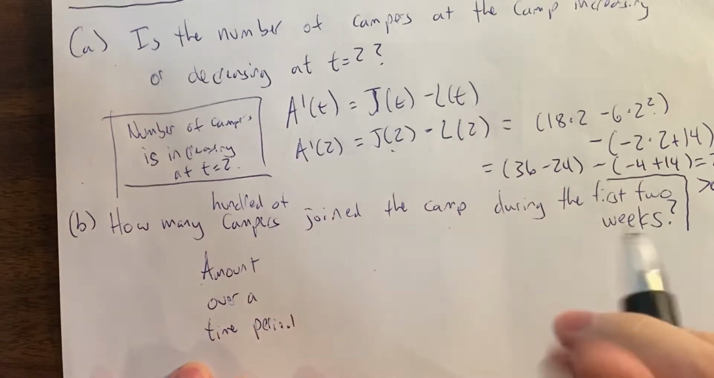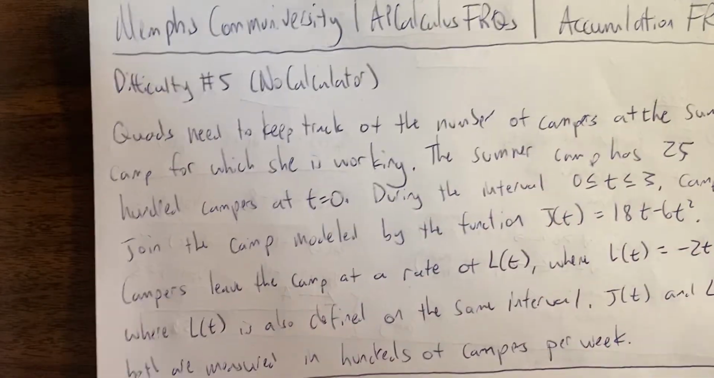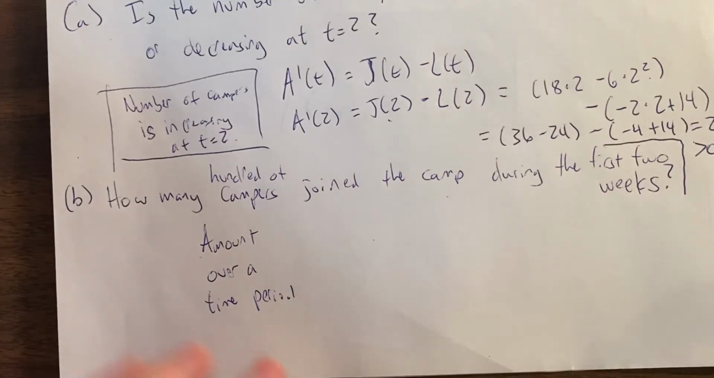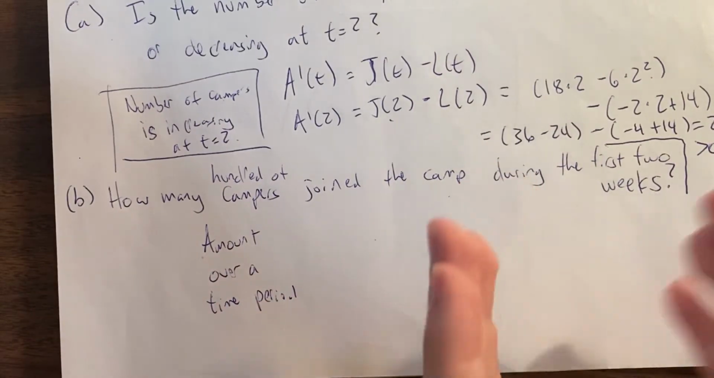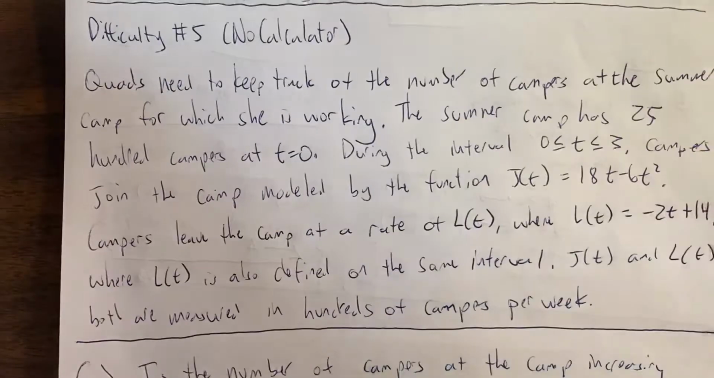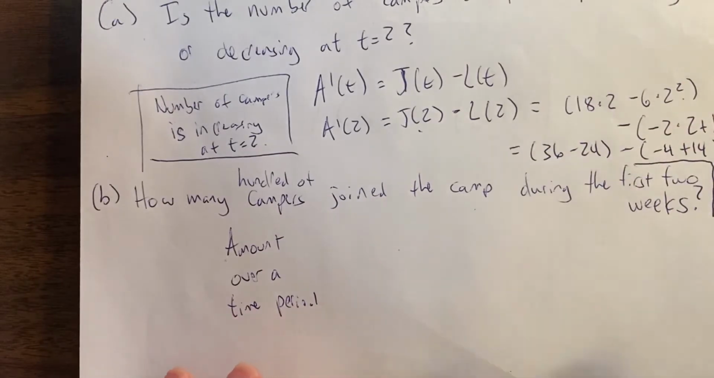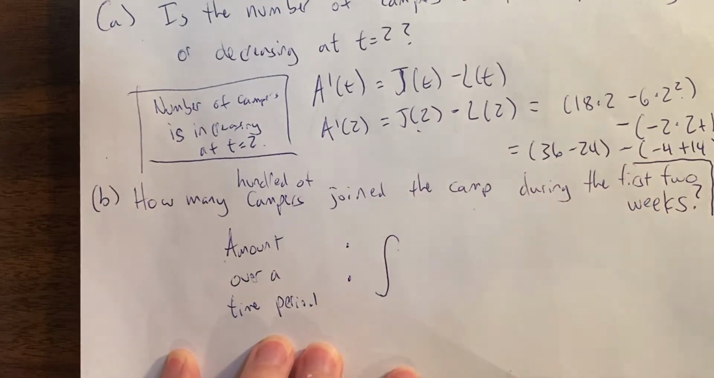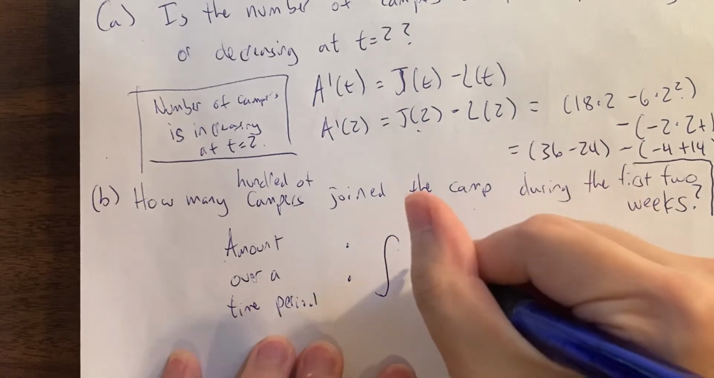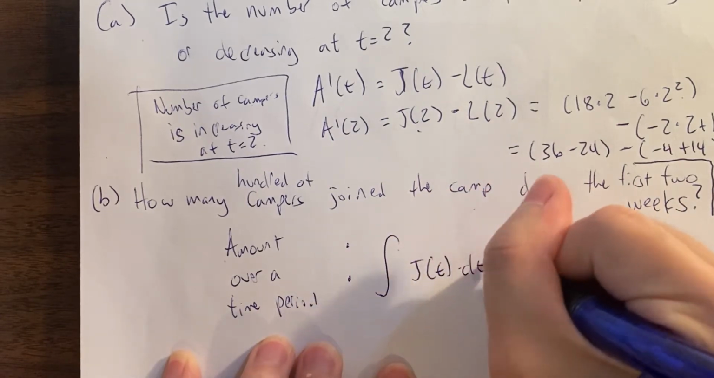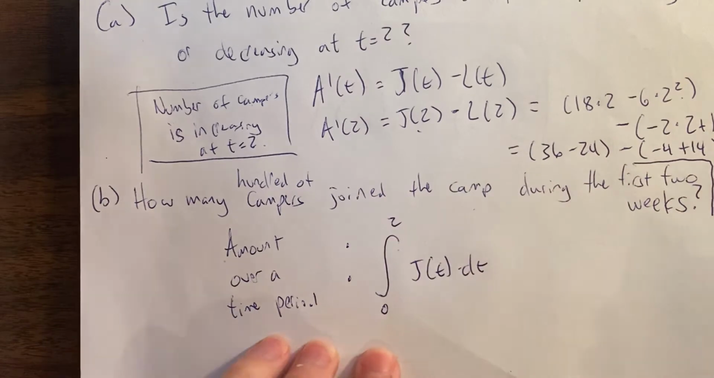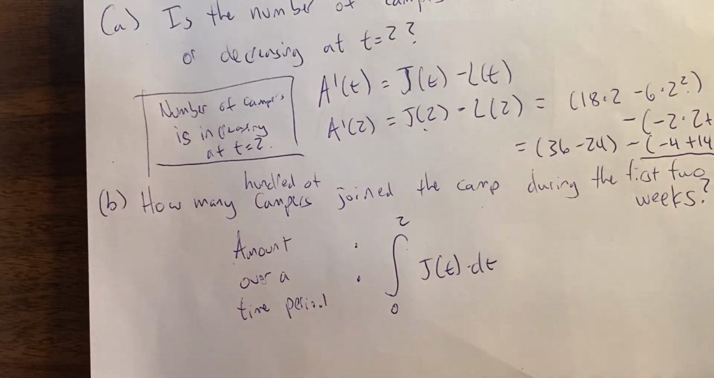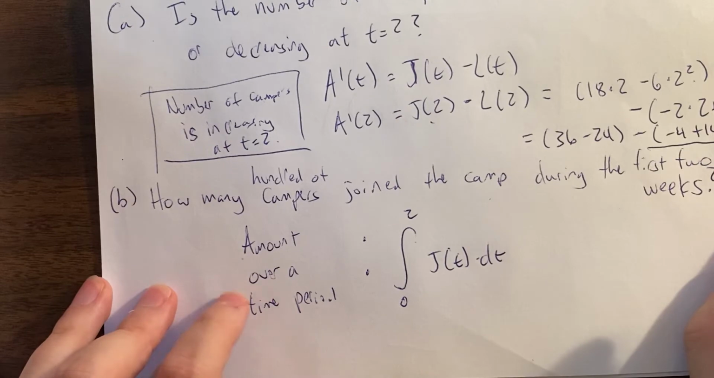Also, we have an initial amount, but we don't use it in this question because the initial amount has no bearing on how many came during the first 2 weeks. The initial amount will come in when you want to find the amount at a specific time, because then it will be affected by the initial amount. So in this case, amount over time period is always just the integral of rate in or just the integral of rate out. So in this case, it's the integral of rate in. And then you don't add the initial. You will see the difference when we do amount at a time.